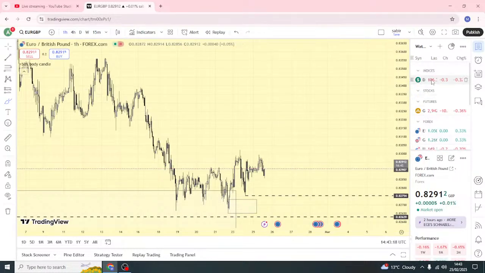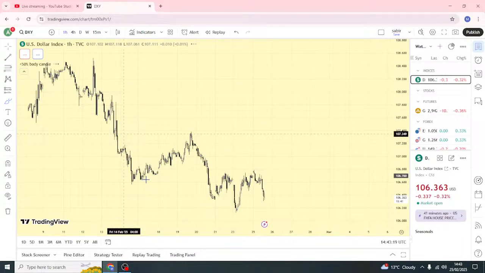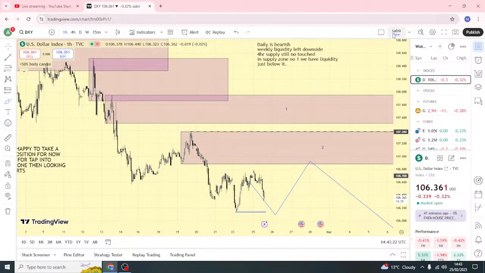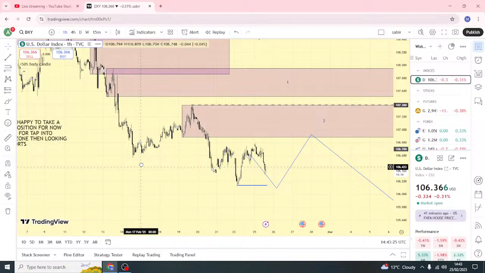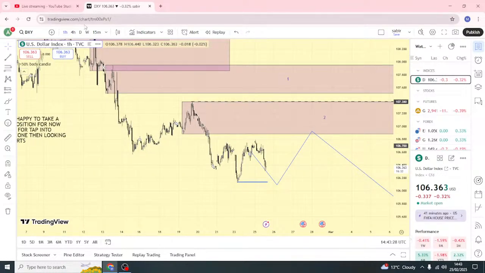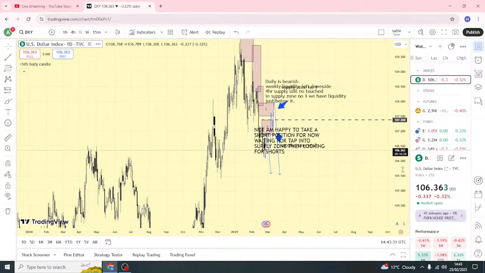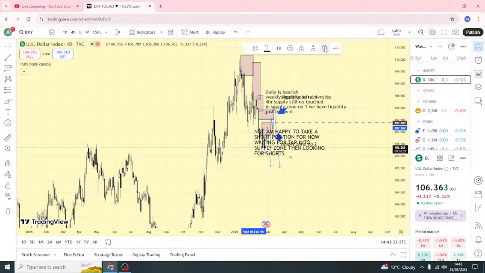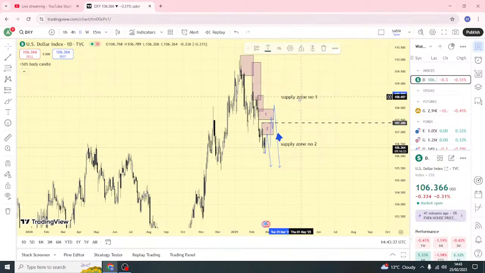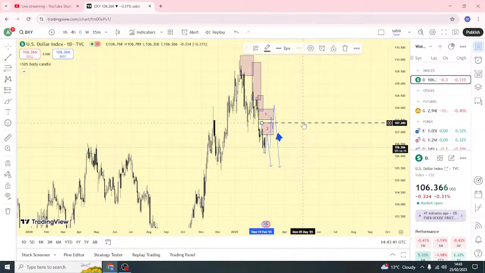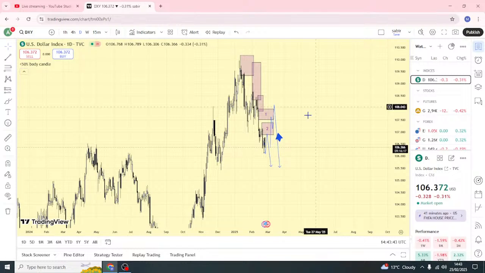Let's get into the dollar index. Let's see what the dollar index is going to do. Okay guys, we can see that the dollar index is pushing towards the downside. Let's get into the daily time frame first. Everything that I note here is real time. I prepare the market before it moves.